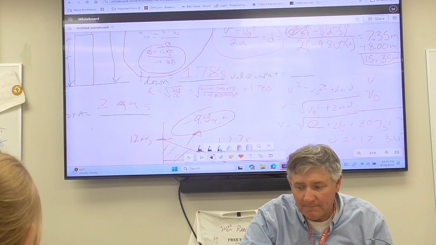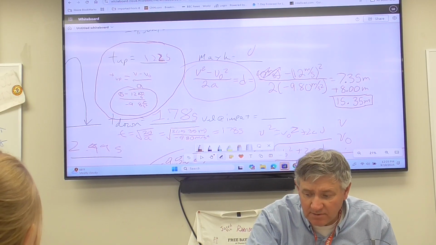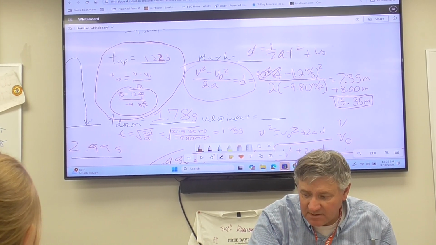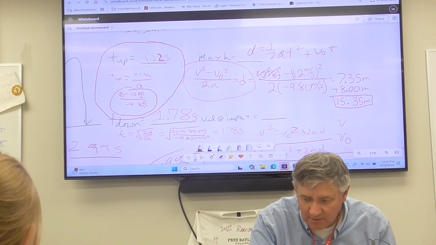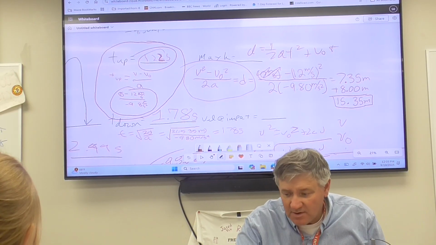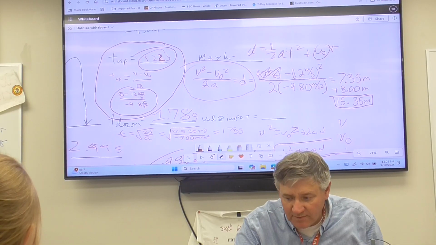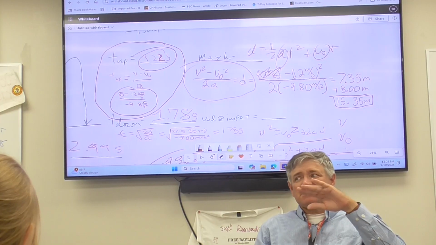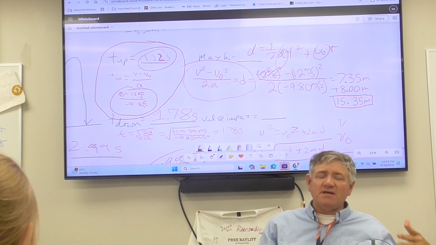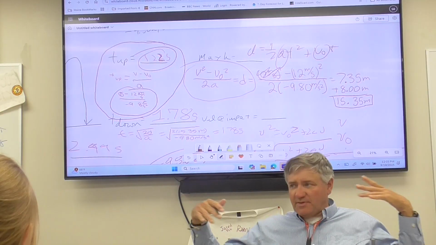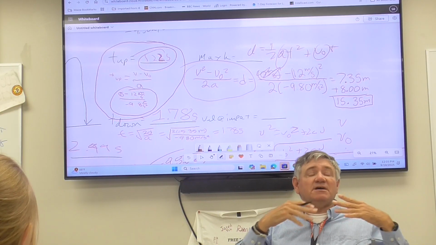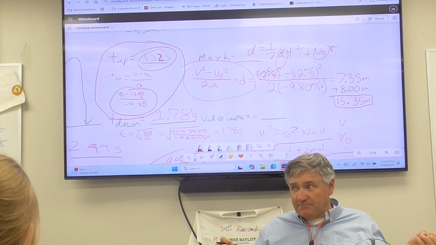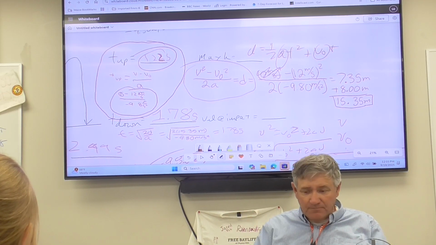So, got that. You could also use distance equals 1/2 AT squared plus V naught time. You know how long it takes to reach this maximum height. You know the initial velocity is 12. You know the acceleration. You can use that, but it's complicated, mainly because you have to deal with time squared and you've got everything else. You can do it that way. That's why I said there are a myriad of ways that you can work this particular problem. Just find the one that works best for you.